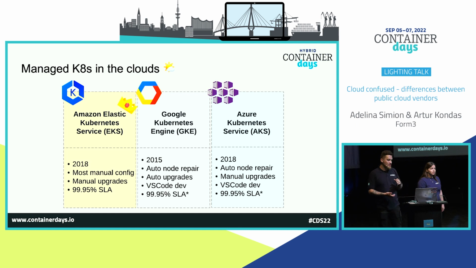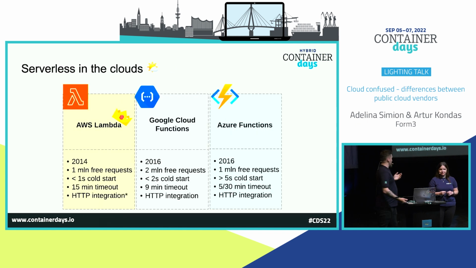When it comes to managed Kubernetes in the clouds, EKS wins by far, it's most used, because we think it's because of most manual config and ability to have most of manual upgrades. The issue that you might have is it doesn't have a VS Code development service, but if you were at our talk yesterday, Vim is the true king. When it comes to serverless in the clouds, again, no surprises, Lambda is the most used across all the cloud providers. Well, it's the oldest one, and it has the least cold start time. It has a rather good timeout, and it has a really good HTTP integration, and you can basically deploy anything you want.